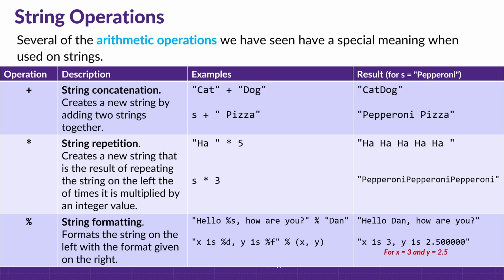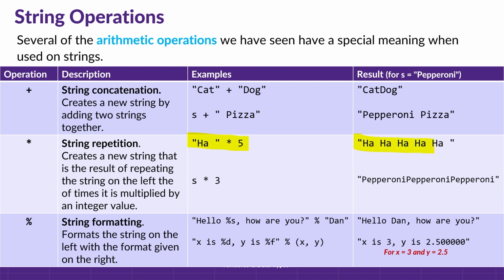The multiplication operator for strings also has a different meaning. In the case of strings, it means repetition. A string multiplied by an integer value will result in a new string with that string being repeated a number of times equal to the integer value. It sounds a little bit complicated, but all it means is we're just going to repeat the string n times, where n is some integer value.